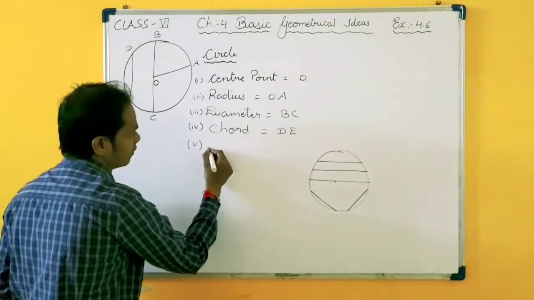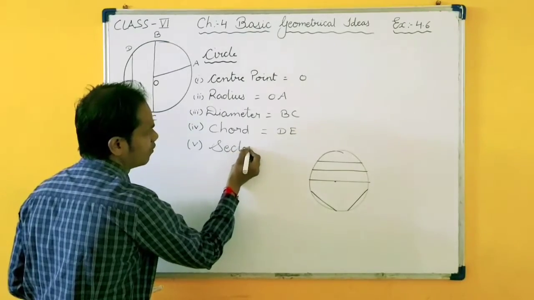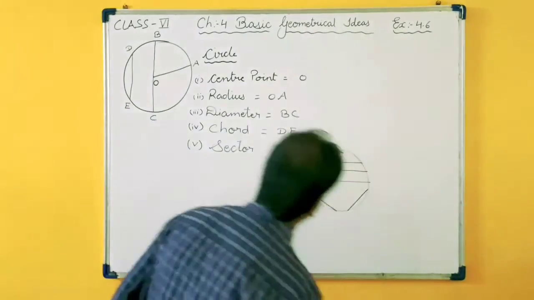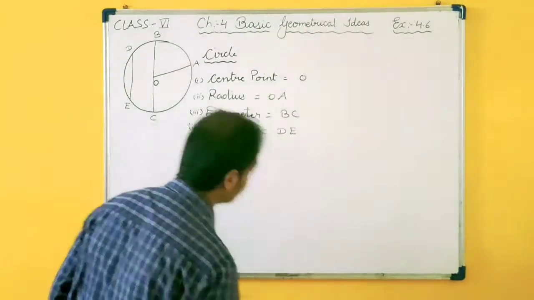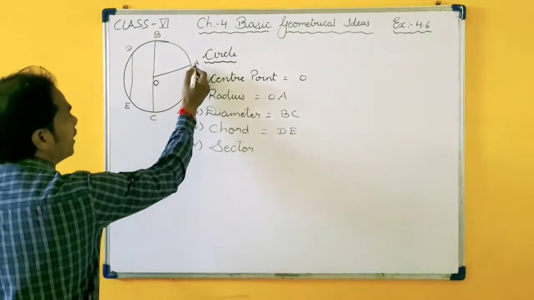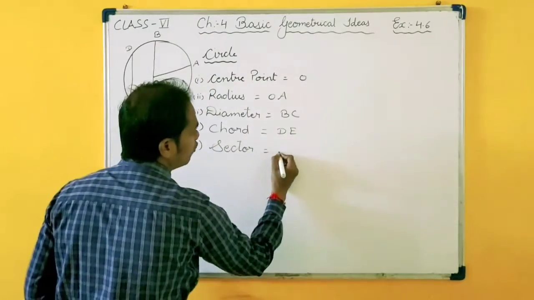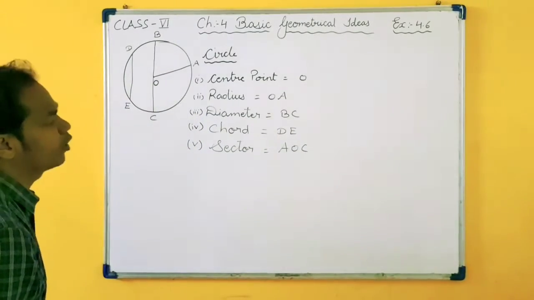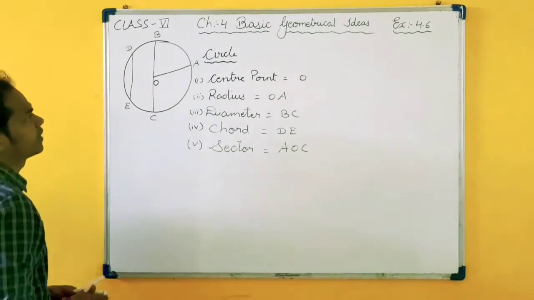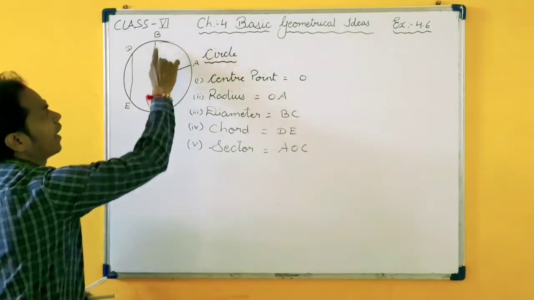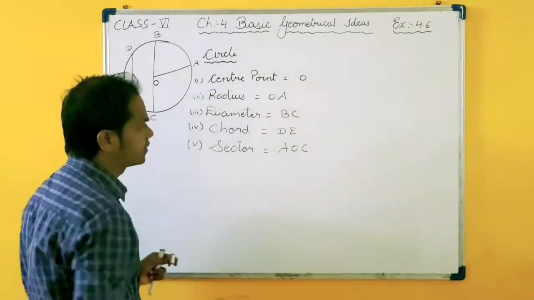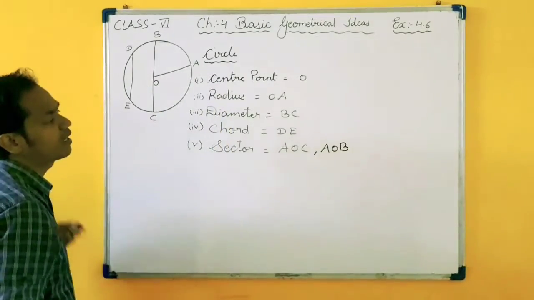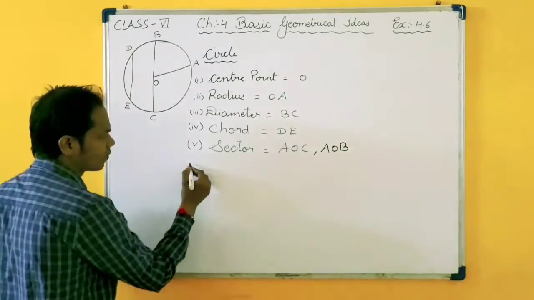Now come on sector. What is sector? A triangular region. Can you see in this diagram a triangular region? COA, or you can say AOC. AOC is your sector. So you can say that AOC is a sector, and you can also say that AOB and BOA is also a sector. So you can write here AOB also. Both are sectors.